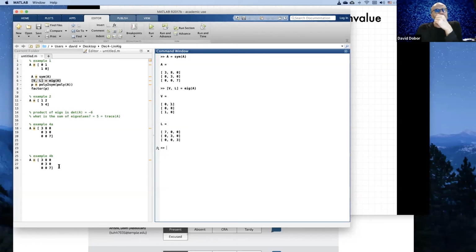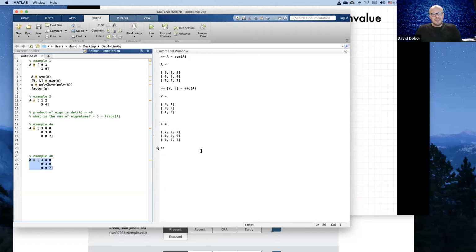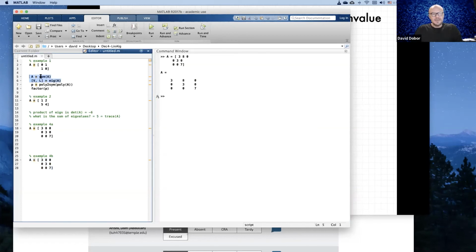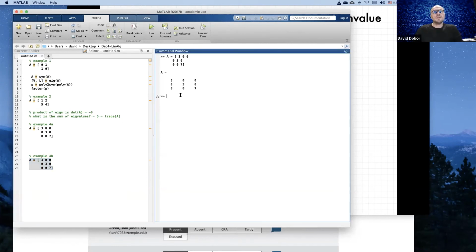However, if my A now is this, then not this, I'm sorry. If my A now is this one with 0 here, then if you go find the eigenvalues and eigenvectors, you'll get 3 eigenvectors. So now notice that my eigenvalues are exactly the same, but I have 3 eigenvectors associated with them.